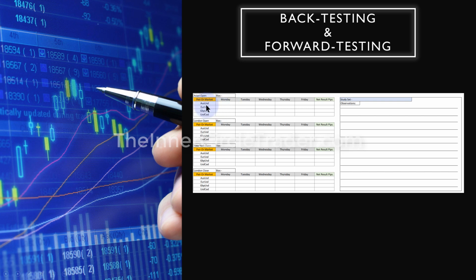I have the pairs that I monitor, which in this case is the Aussie dollar, Euro dollar, pound dollar, dollar CAD. Now, it can be any pair you want. It can be any market you want. This is the reason why I'm giving you the Excel template, that way you can change it and fill in whatever markets you want to have. But it's also just providing you a rough template.